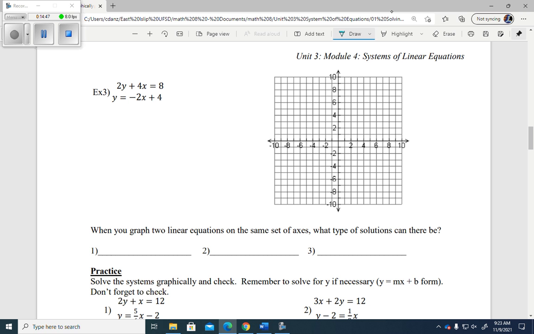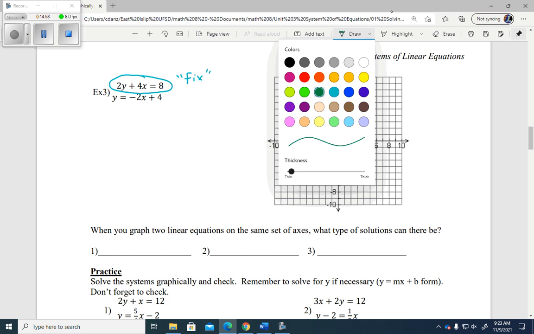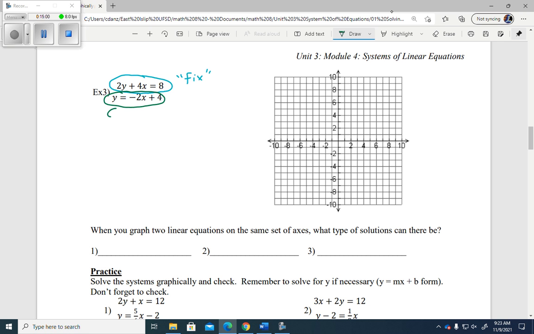Example 3. Again, notice this first one. It's not in y equals form. We need to fix this. The second one, it is in y equals form. This one's good. So I want you to be able to look and recognize that quickly. Let's do the good one first. The slope is -2. I could put a 1 underneath it. The y-intercept is 4. So let's start at 4, and let's go down 2 and right 1.